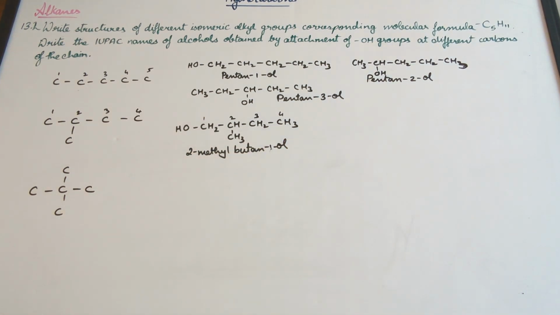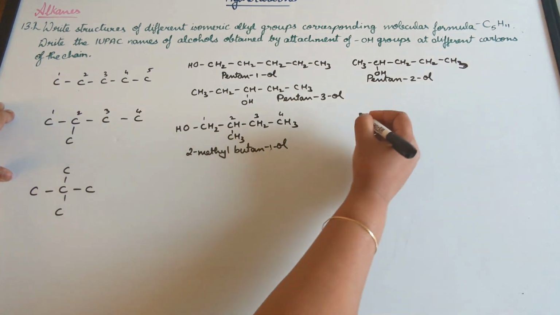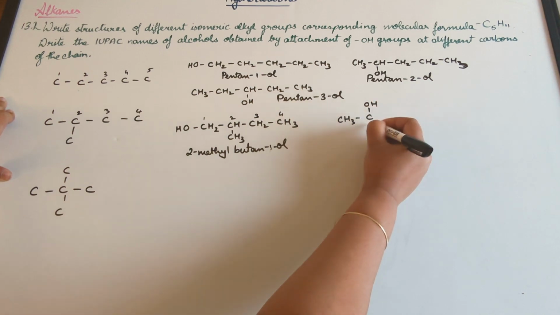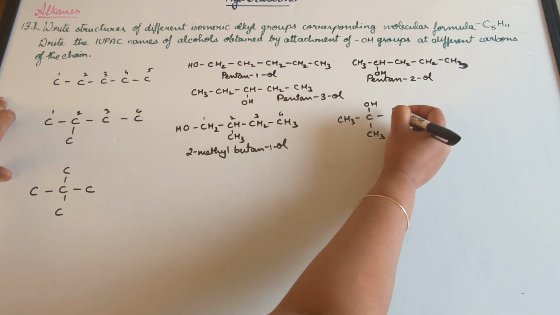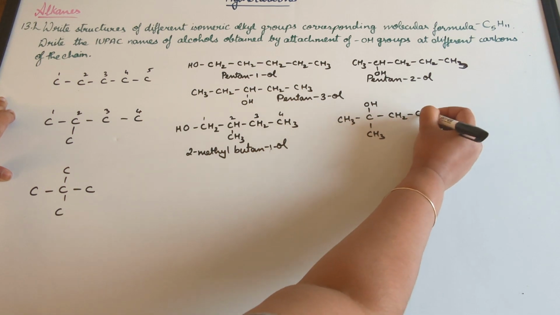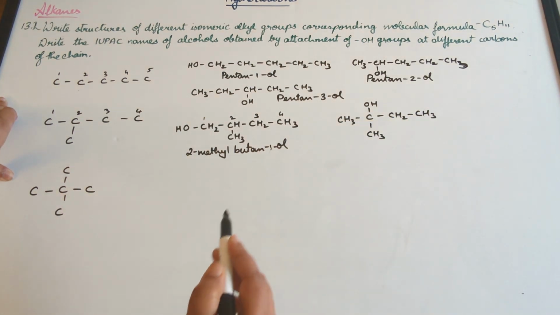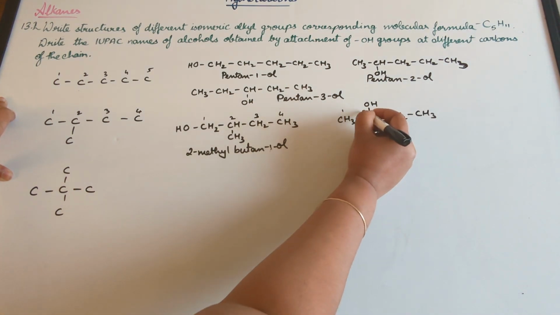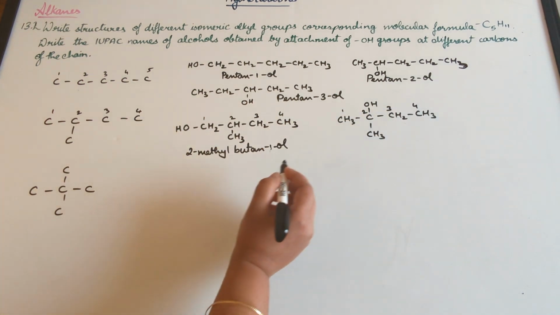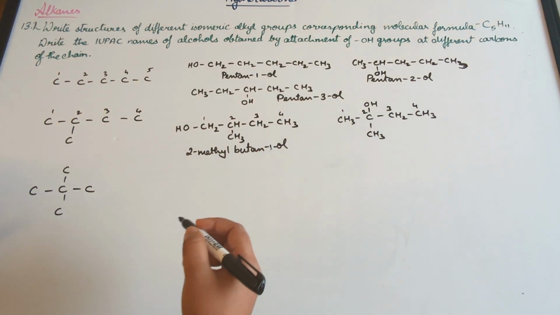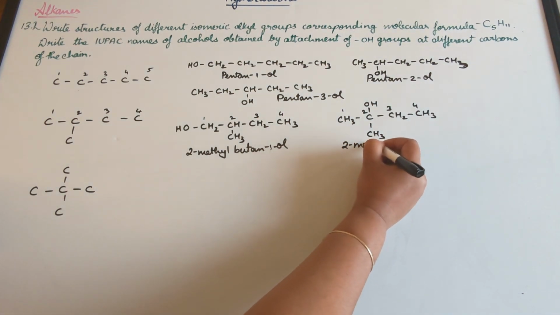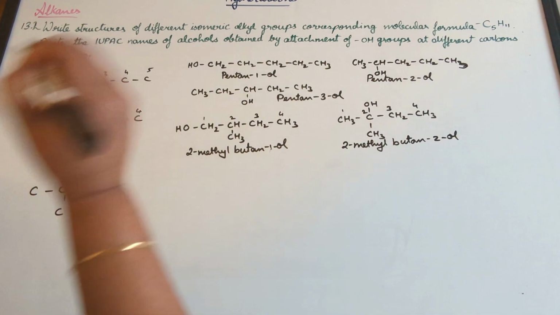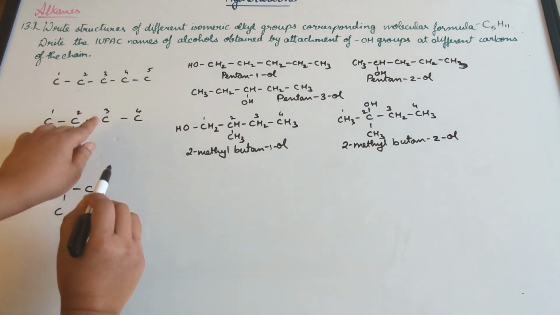The next one is where it gets attached to the second carbon atom. So CH3, CH, there'll be no OH. OH, CH3, right? CH2, CH3. Okay, now here, obviously 1, 2, 3 and 4 does not make sense. So 1, 2, 3, 4. So at the second position, you have both the methyl as well as the alcoholic group. So 2-methyl butan 2-ol.